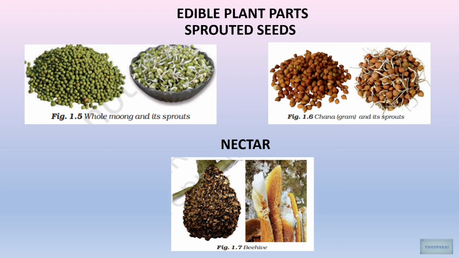Now we'll see what is nectar. Nectar is nothing but the sweet liquid which is present in a flower. The bees which fly around the flower suck the nectar and store it in the beehive. And when we want honey, we harvest the beehive to get the honey. This is also an edible plant part.